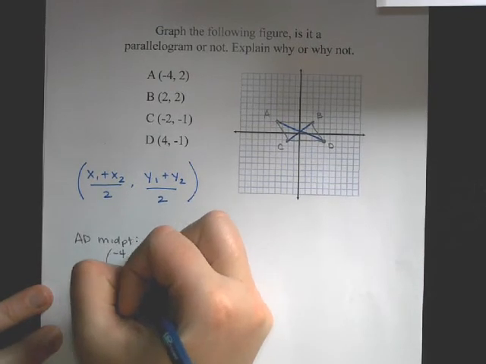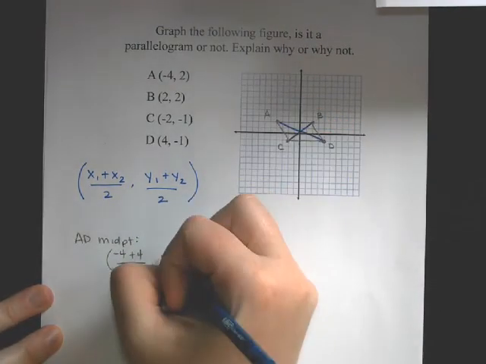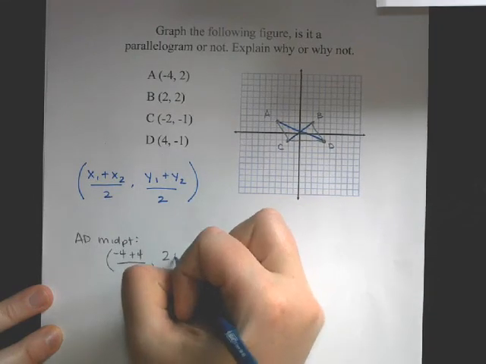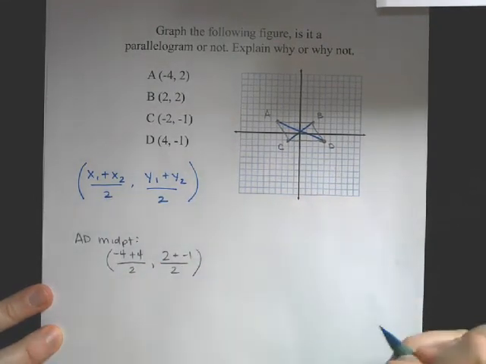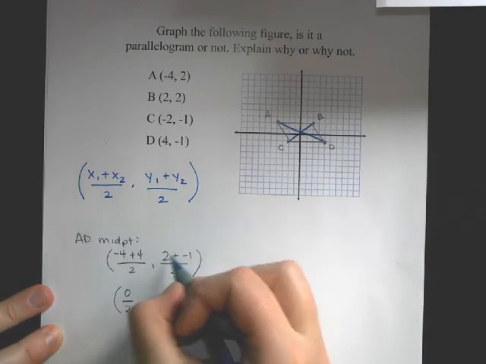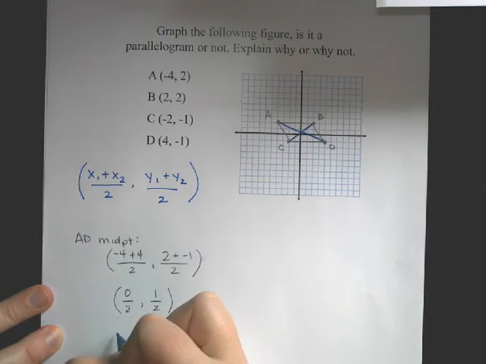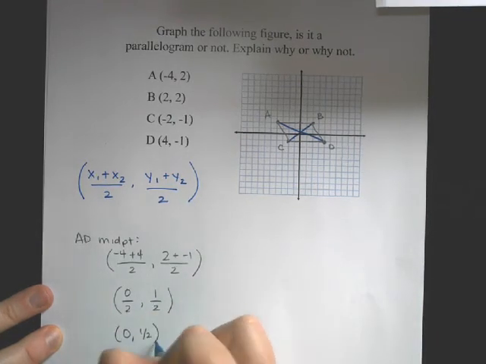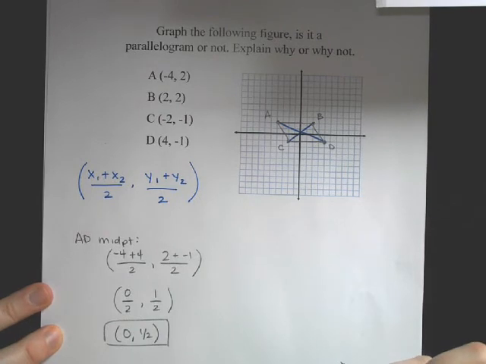And the AD midpoint, I'm going to add up my x's. So that's going to be -4 plus 4 divided by 2. And add up my y's, which is going to be 2 plus a -1 divided by 2. So -4 plus 4 is going to give me 0 over 2. Here I'm going to have +1 over 2. So I end up with a final midpoint of 0, 1/2.